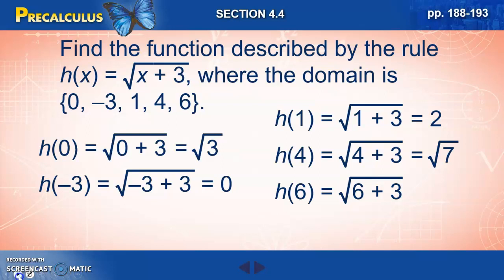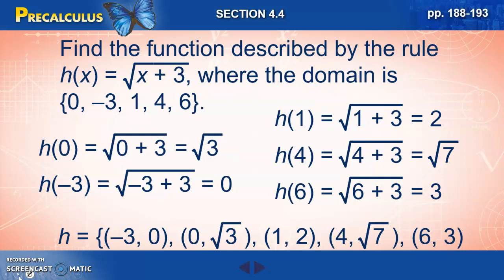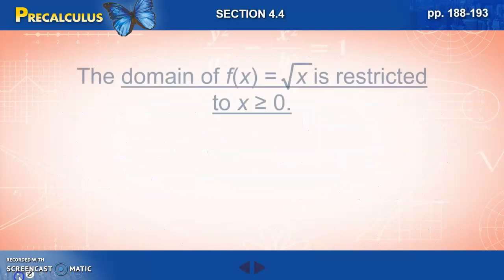Oh, last one I forgot. 6, we get square root of 9, which is 3. So in this function, they've restricted the domain by giving us certain points, so we're just being asked to find the other points in that function, the y values.